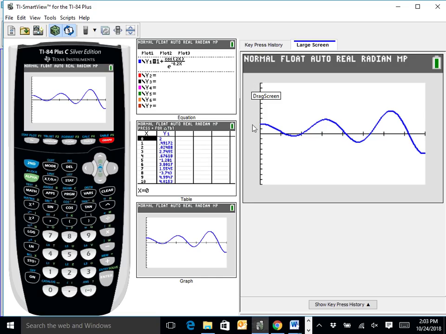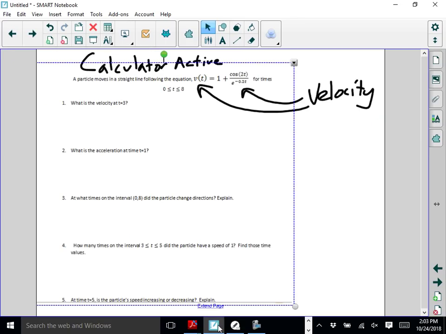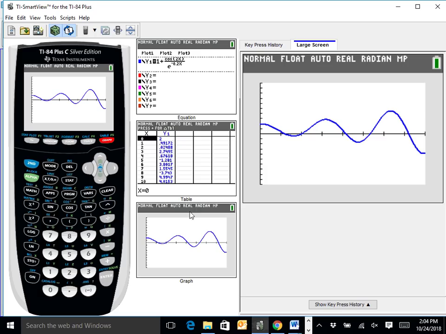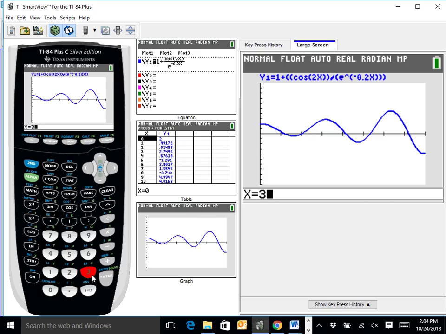Okay, so I got my graph here. I'm ready to answer some questions. Let's go back and look at the first question. The first question says, what is the velocity at t equals 3? Okay. Again, remember, what I just graphed was velocity. If I want to know the velocity at t equals 3, all I have to do is trace the number 3. Now, you can trace in a couple of different ways on your calculator. Let's get it back up here. I think the easiest way is to just hit the trace button right here. Trace 3 and hit enter. And that y value of 2.749 is our velocity at time 3.